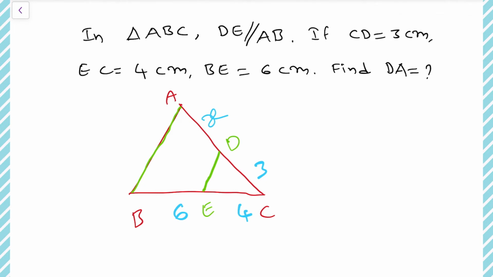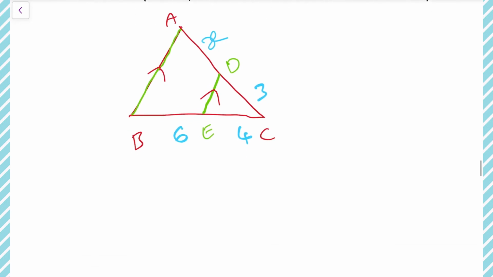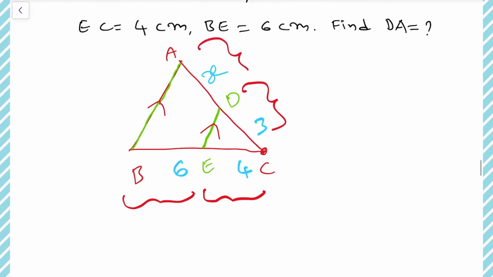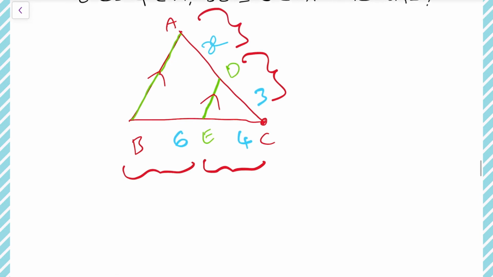Very simple it is. He clearly mentioned in the question itself, DE and AB both are parallel to each other. So this line and this line both are parallel to each other. If two parallel lines are there in a given triangle, then easily we can apply the basic proportionality theorem. So I am going to start from this point C. Now upper one by lower one is equal to upper one by lower one. So if you apply that, CE by BE equals CD by AD or DA.